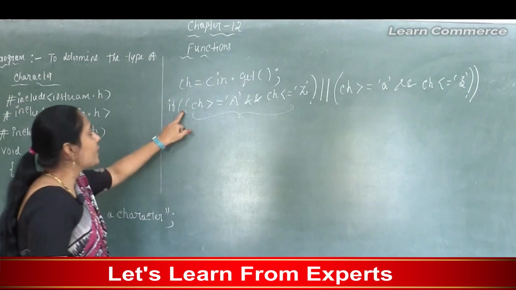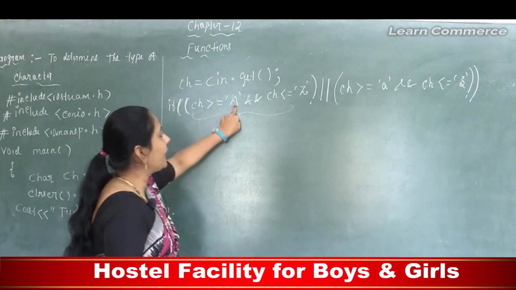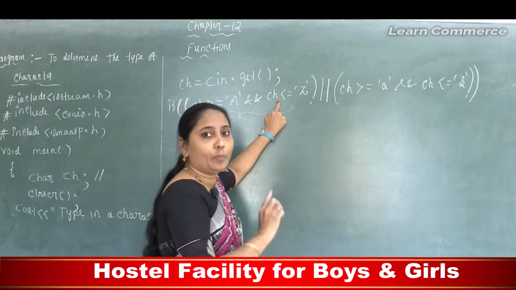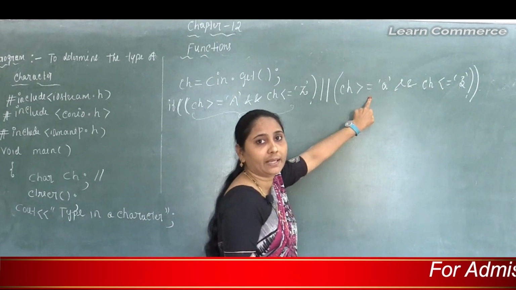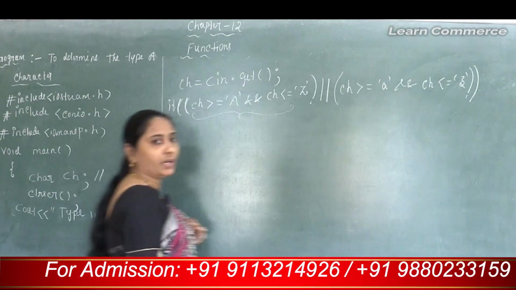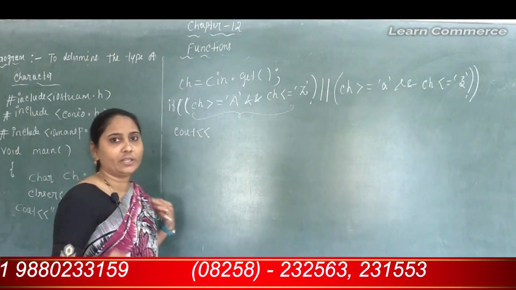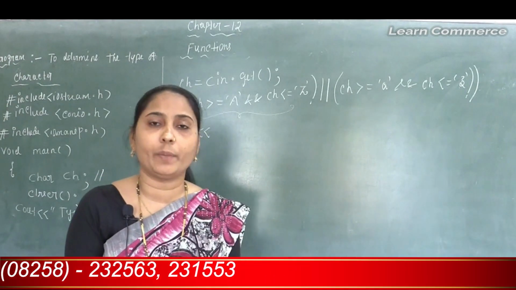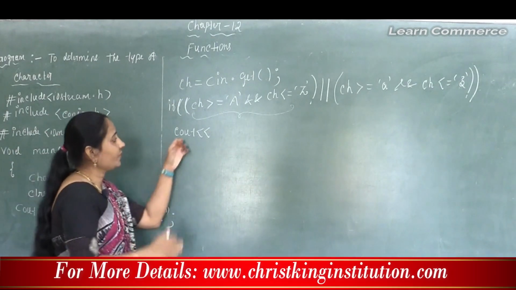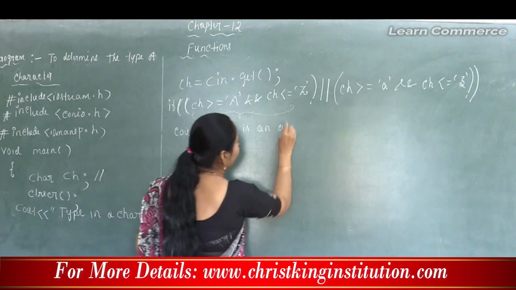Clear this one. Okay, so the condition I have used means: character ch greater than or equal to 'A', and character less than or equal to 'Z', or maybe the character is a small letter, or ch greater than small letter 'a' and ch less than small letter 'z'. If such a condition is true, whether you input any alphabet from the keyboard, maybe capital or small, see out, display it is an alphabet.